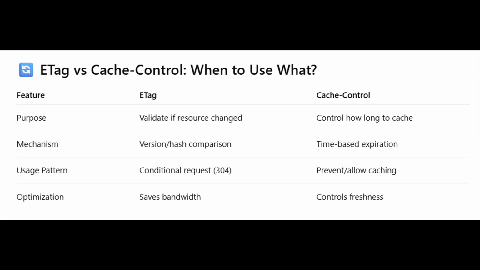ETag versus Cache-Control. When to use what? Feature. ETag. Cache-Control. Purpose: validate if resource changed; control how long to cache. Mechanism: version/hash comparison; time-based expiration. Usage pattern: conditional request, 304; prevent/allow caching. Optimization: saves bandwidth; controls freshness.